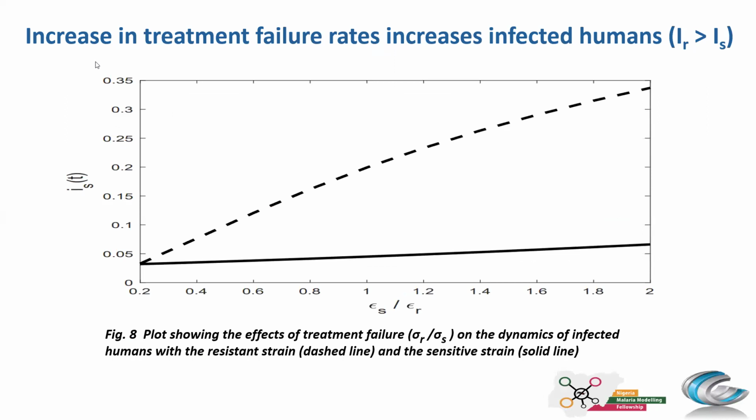So increase in treatment failure increases the infected human population. So from these plots, we can see the resistant strain, which is depicted by the dashed lines above, and we can also see the dynamics of the sensitive strain. We can see that as the treatment failure rate increases, the proportion of the human population who are infected also increases.